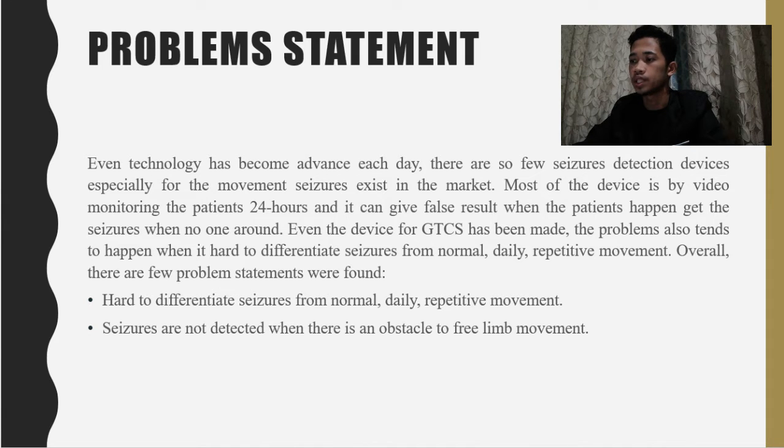Even though a device for GTCS has been made, the problem also tends to happen when it is hard to differentiate seizures from normal daily repetitive movement. Overall, a few problem statements were found. First is hard to differentiate seizures from normal daily repetitive movement, and the second one is seizures are not detected when there is an obstacle to free limb movement.